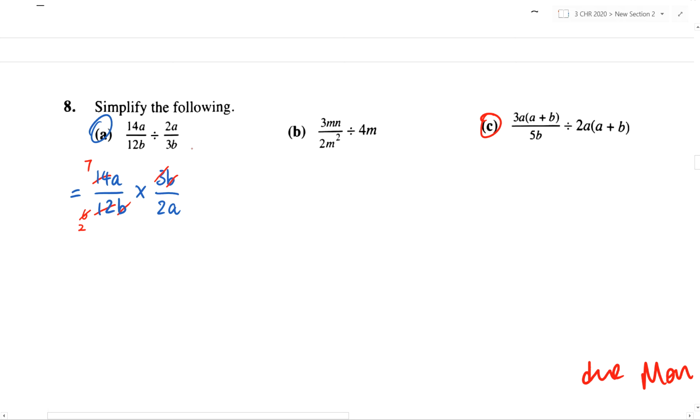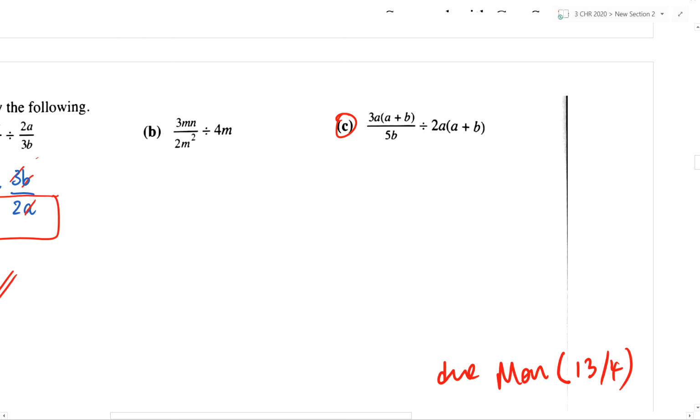Okay, so continue with the other diagonal. I've got a 7a on top, a 2a at the bottom. Only the a's are common. So now in our numerator, in summary, we've got 7 multiplied by 1, which is 7, divided by, let's look at the denominator, 2, nothing left, times 2, which is 4. This is the answer.